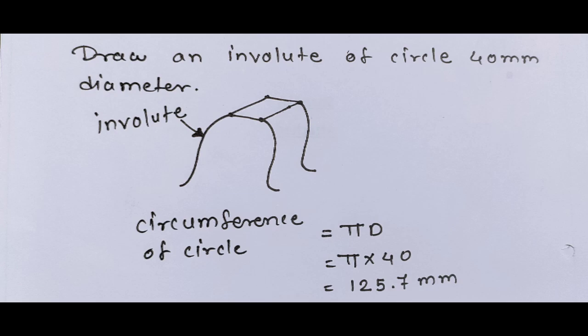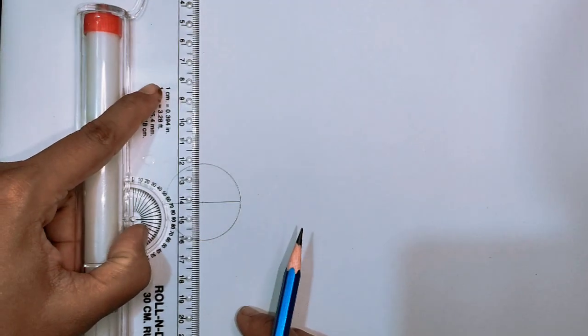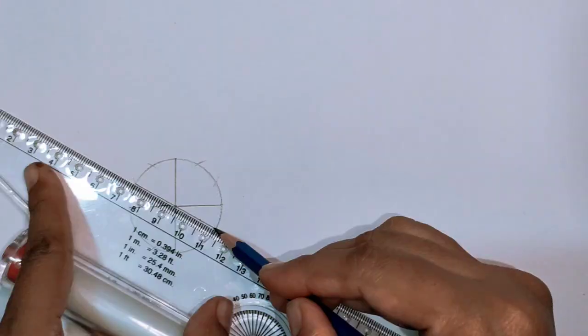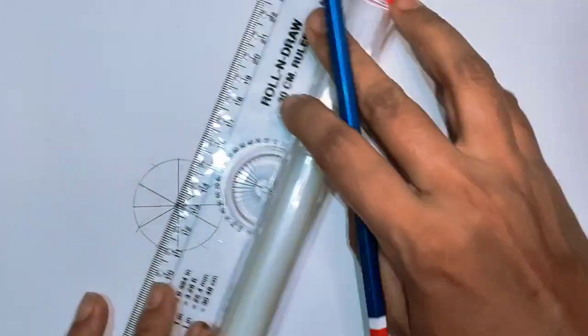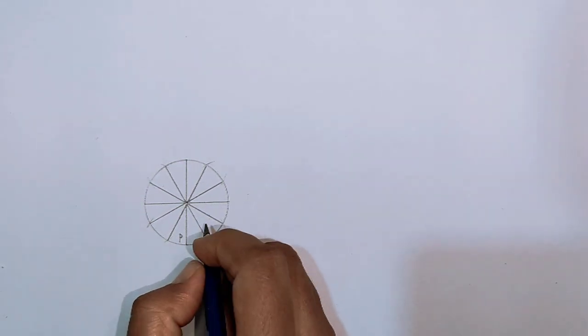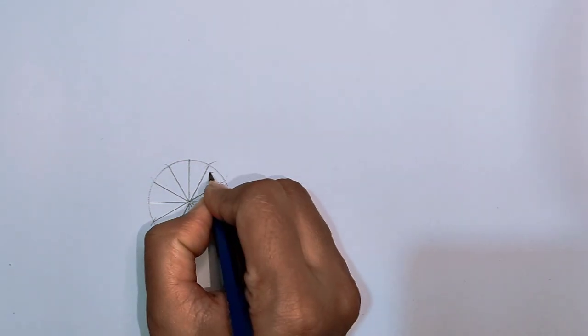Draw a circle of diameter 40 mm. Divide that circle into 12 equal parts and mark point P on the circle, the starting point of the involute, the point from which the thread is assumed to unwind. So mark that point as P.